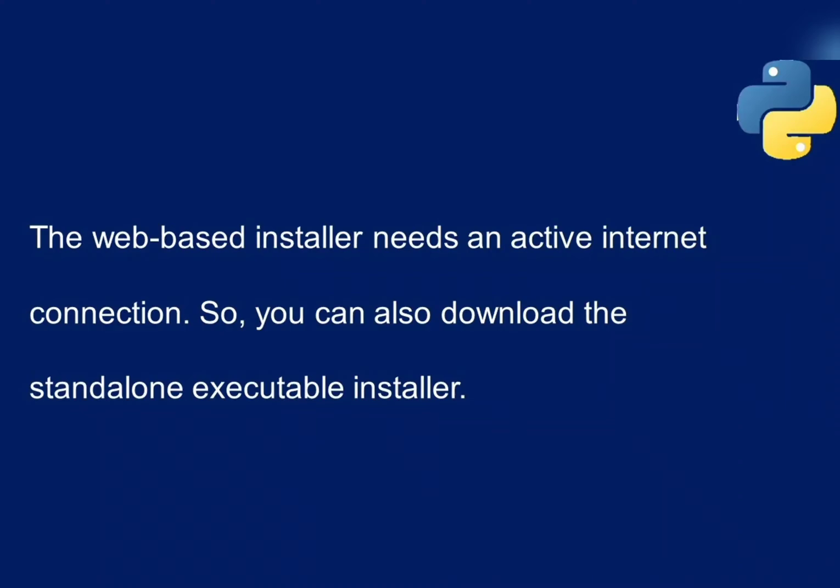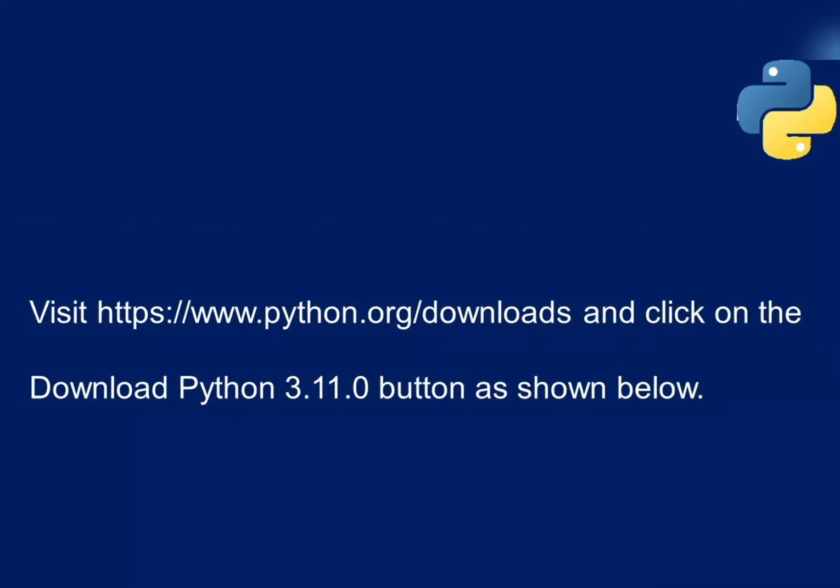The web-based installer needs an active internet connection, so you can also download the standalone executable installer. Visit python.org and then download the latest version of Python. The latest version available right now is 3.11.0.